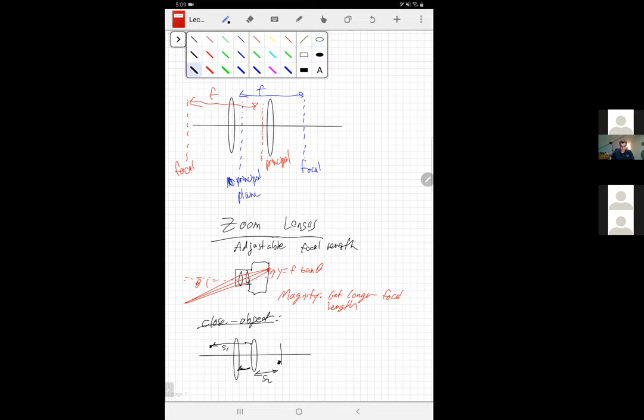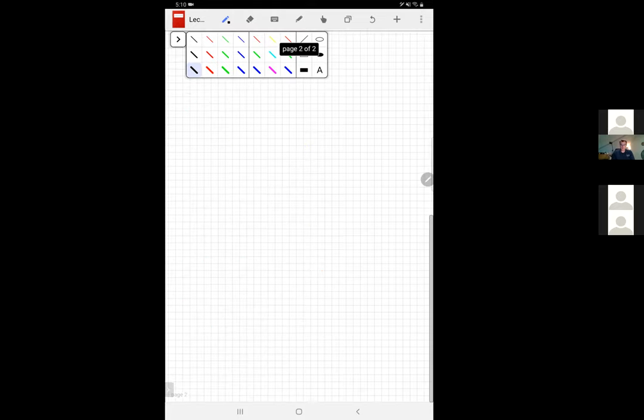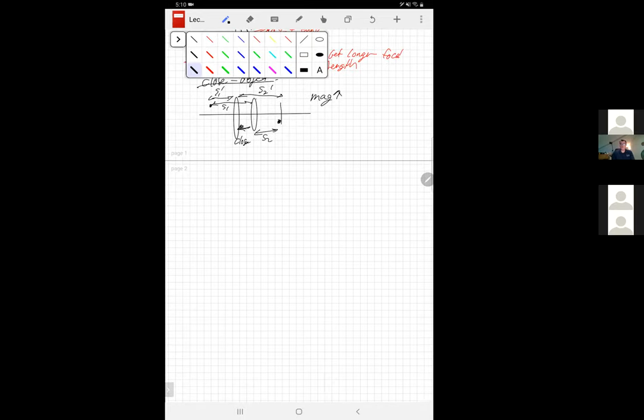Right, pretend it was still the same size, the same lens. Closer, we move it to a distance S1 prime, and then we would get a longer image distance S2 prime, and our magnification increases. That's great for close-up objects, but for distant objects, it's not going to work, because for distant objects, no matter how you move that lens, unless you get literally quite close to it, the distance is still much, much more than a focal length.